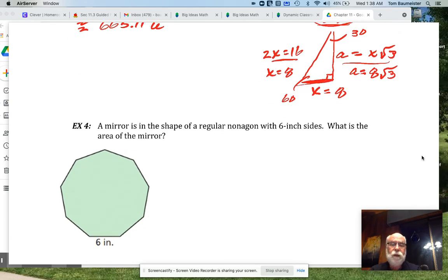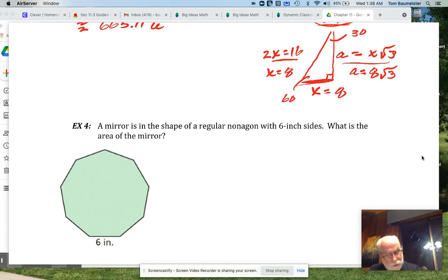On this next one, our last example, a mirror in the shape of a regular nonagon. Remember, nonagon is 9 sides. You could always count the sides if you're not sure. And it has 6-inch sides. So what is the area of the mirror?